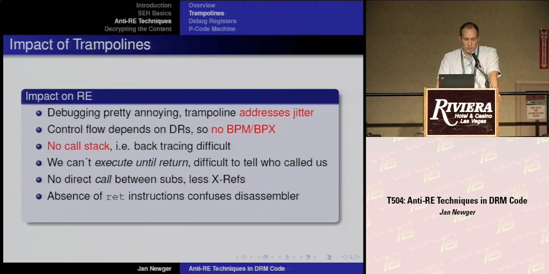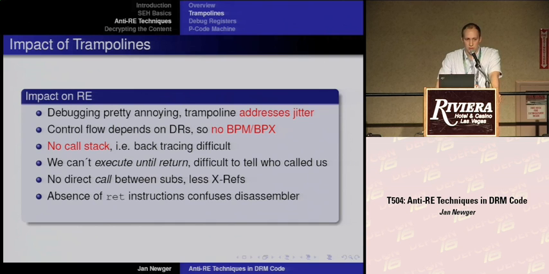So what's the impact on reverse engineering? It's pretty annoying to debug such a concept because trampolines always jitter around in memory, and it's pretty hard to recognize repeating code patterns because everything is copied to random addresses, and it's difficult for the debugger or the disassembler to recognize function boundaries. So, as I said, since the control flow actually depends on the debug registers, we don't have a possibility to use our BPM and BPX strategy as I pointed out in the first part.